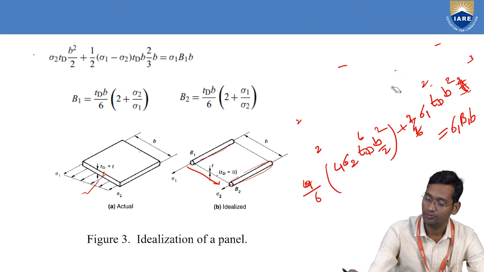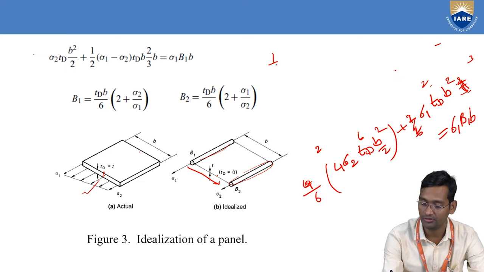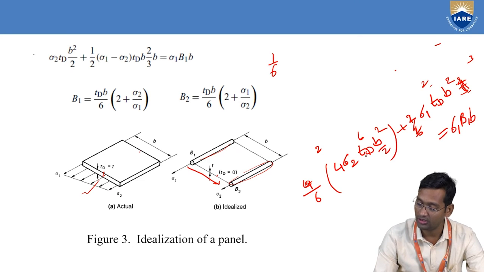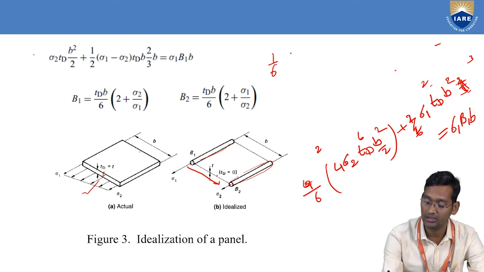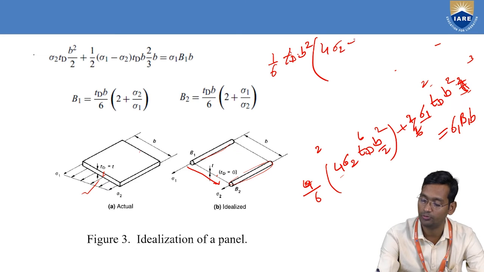Now just take 1 by 6 common. So after taking 1 by 6 common, what is common here? T, D and B square is common. So T, D and B square common. Right, after that what is left here? 4 sigma 2 plus 2 sigma 1.